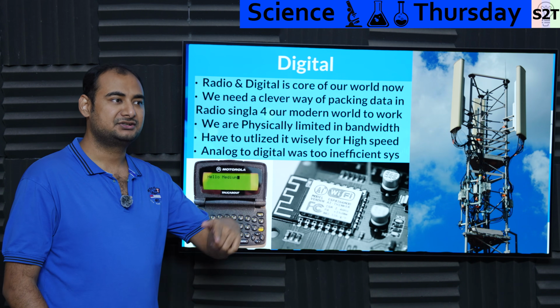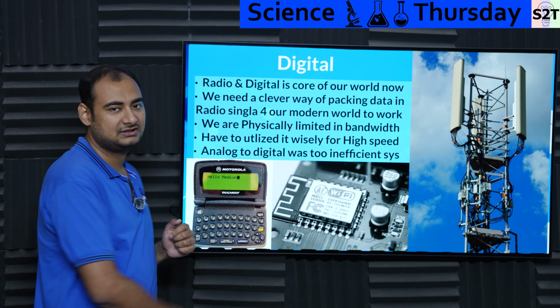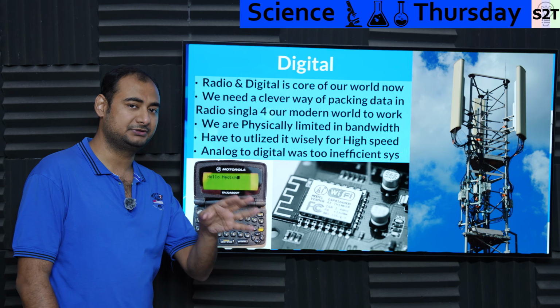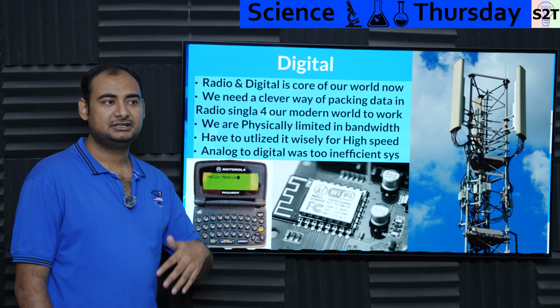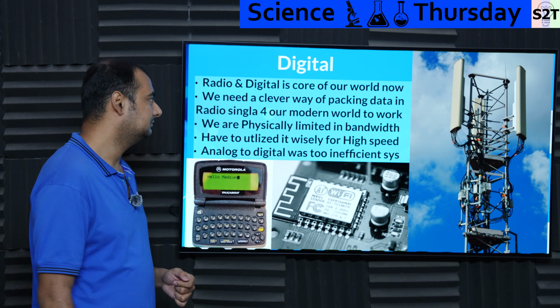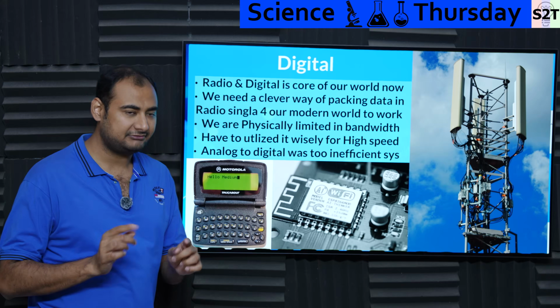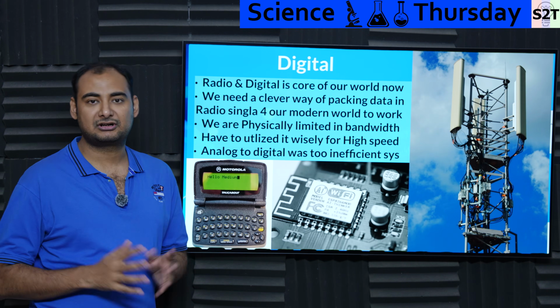Each customer demands much more. Like the pager was kilobits per second, and that's being optimistic. And now we need megabytes per second. So fundamentally, we need a clever way of packing radio signals for our modern world to work.